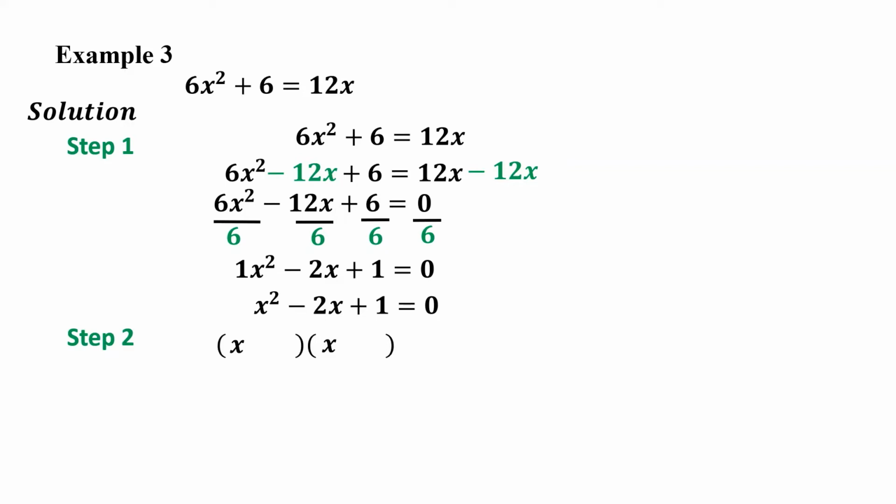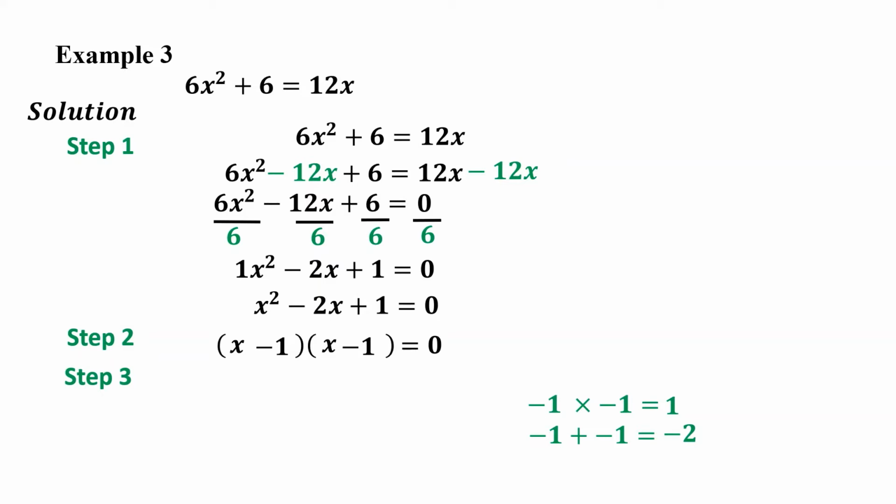Next is, think of two numbers wherein if you multiply, the product is positive 1, and when you add, the sum is negative 2. The two numbers are negative 1 and negative 1. How? Let us check. Negative 1 multiplied by negative 1, the product is positive 1. And if you add negative 1 plus negative 1, the sum is negative 2. Now, the factors are x minus 1 multiplied by x minus 1 is equal to 0.